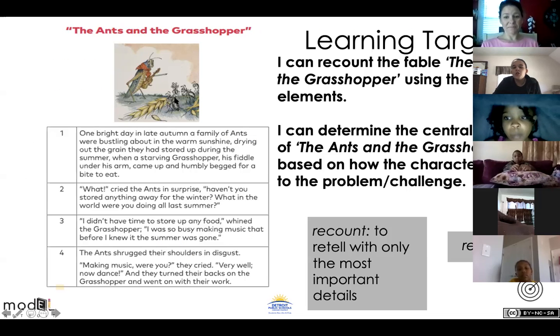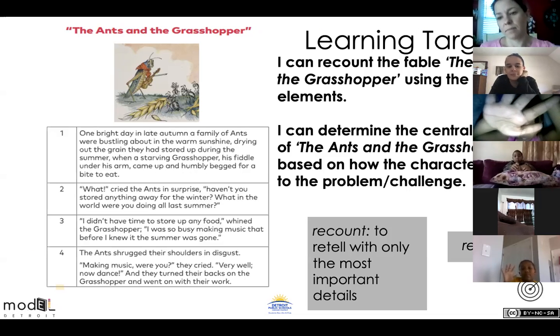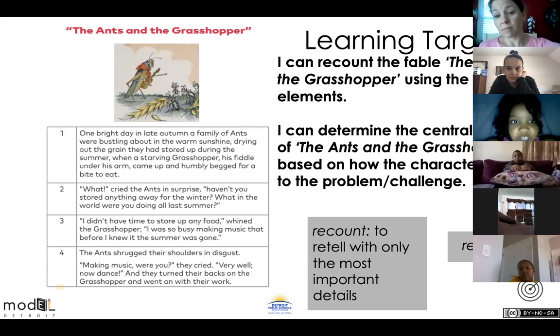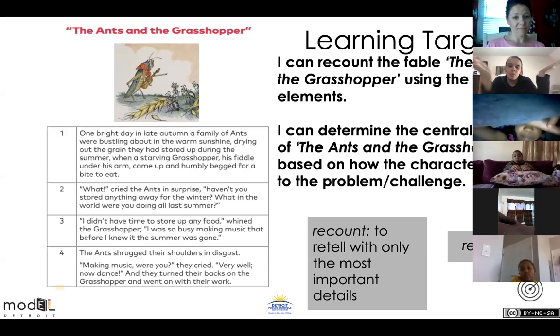Okay, so what is happening? Who are our two main characters in this story, in this fable? Myra? The grasshopper and the ants. Good job. We have the grasshopper. We have the ants. Where does this story take place? What's the setting?